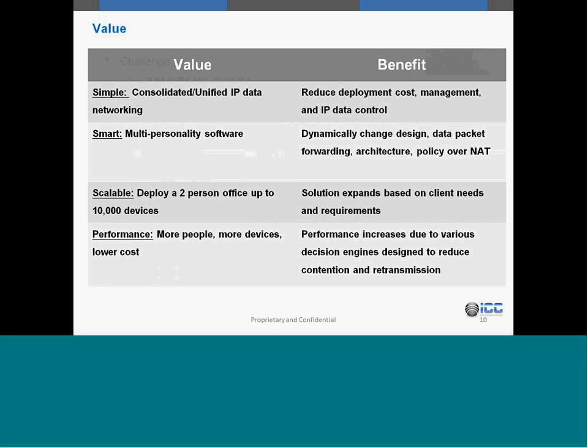In conclusion, wrapping up, what is the overall value statement, as we say? It is a solution, it is a smart solution, it is scalable, and it's focused on performance. In the full arena, because it's consolidated in a unified IP data networking, it reduces the deployment cost, the management cost, as well as IP data control. In a smart environment, because of the multi-personality software, you're able to dynamically change the design, data packet forwarding, and the architecture, and you have policies over NAT by deploying from a remote perspective, so it gives greater flexibility.